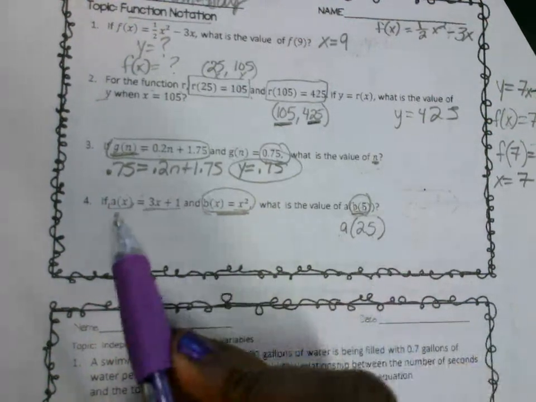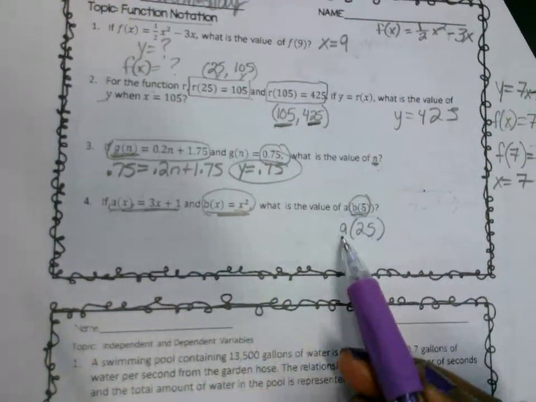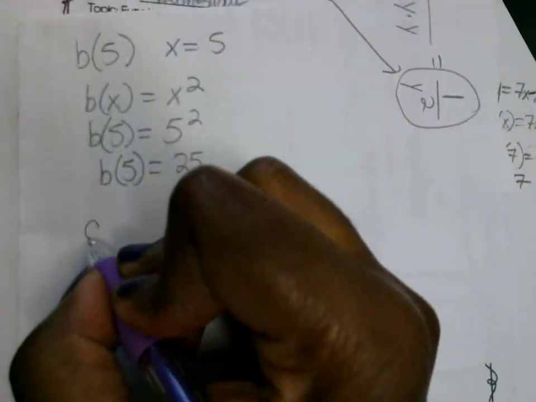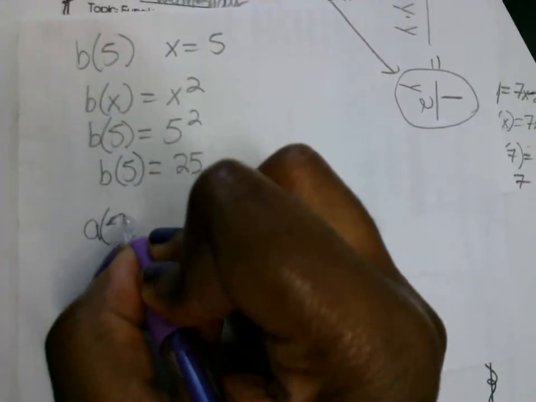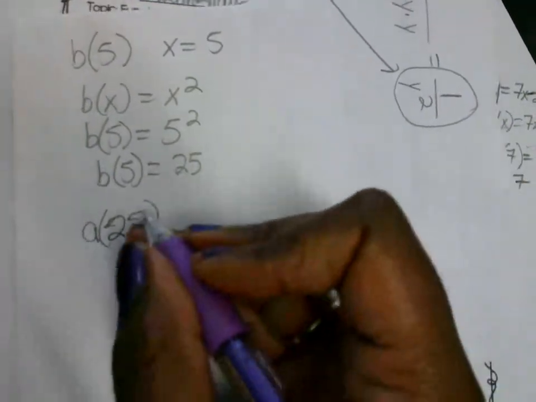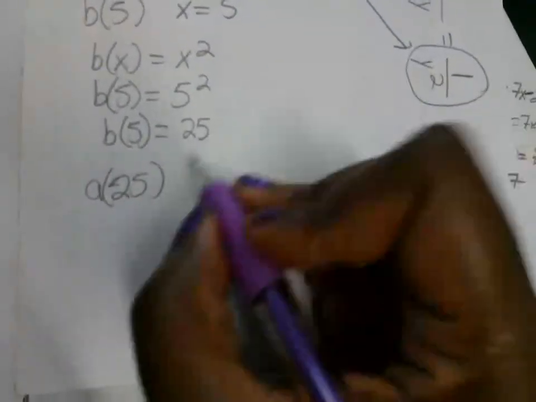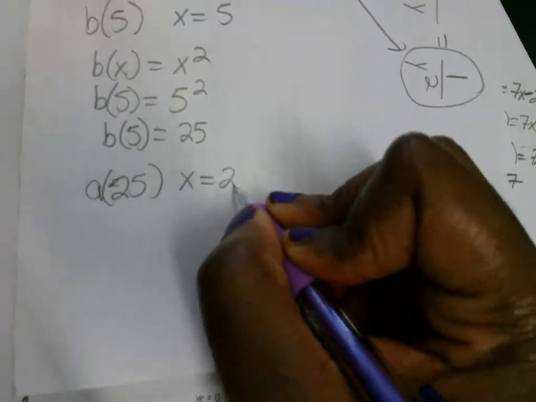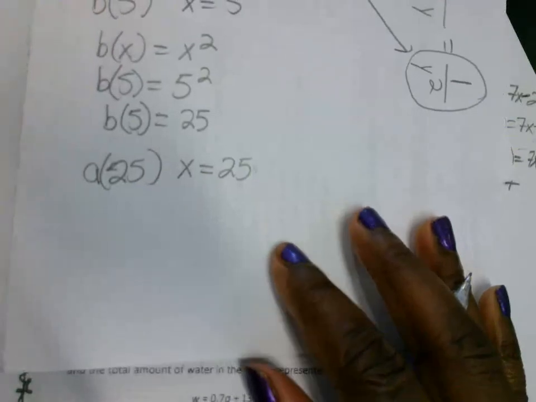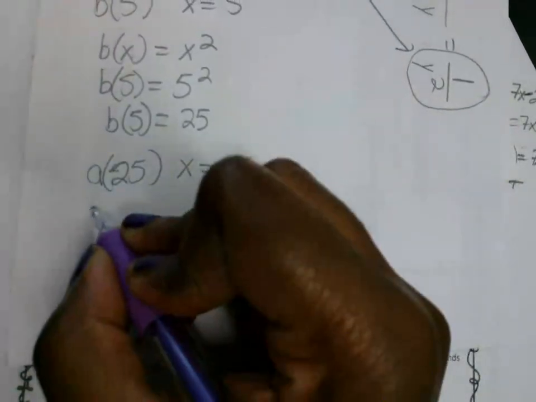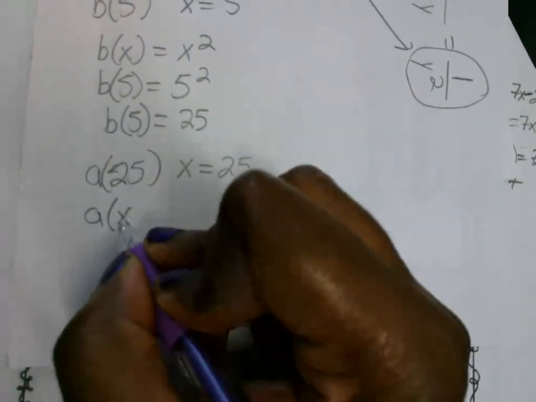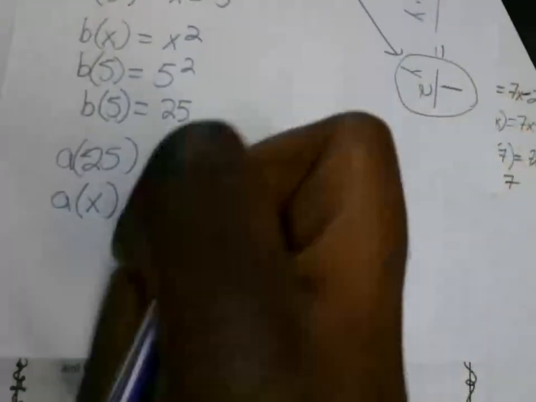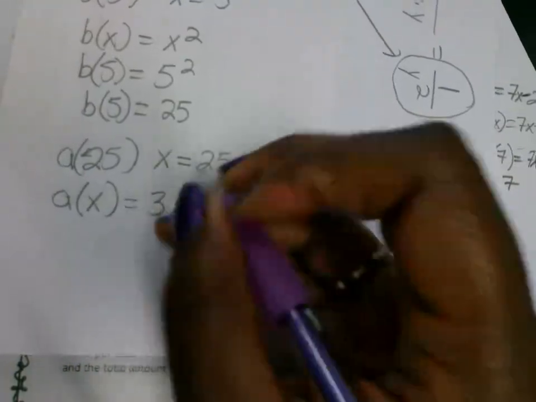So now we're going to use the A equation because this is A. Make sense? So let's write that in. We got A of 25. And we know that A of 25 means that X for this particular problem is going to be what? 25. Now I'm going to rewrite the equation that we're using. We're using the function A. So that's A sub X is equal to, what is that? 3X.